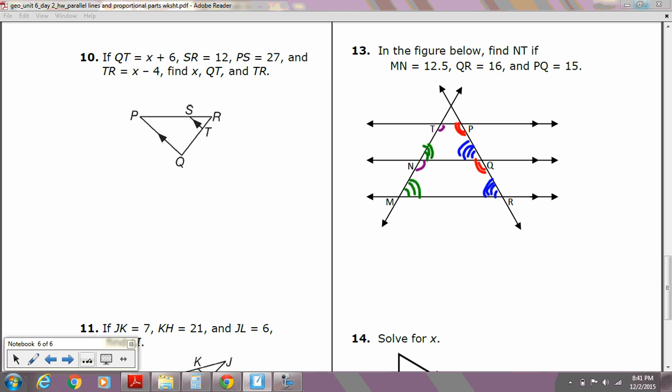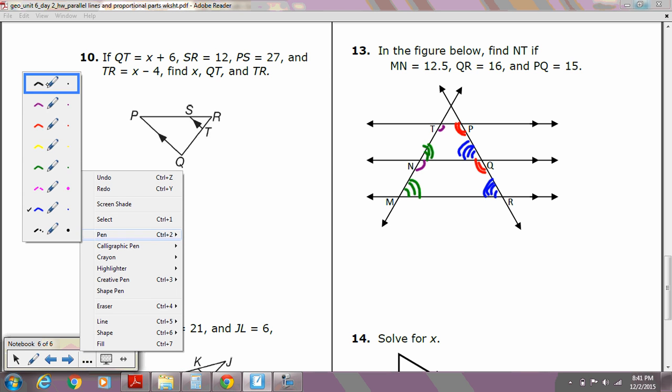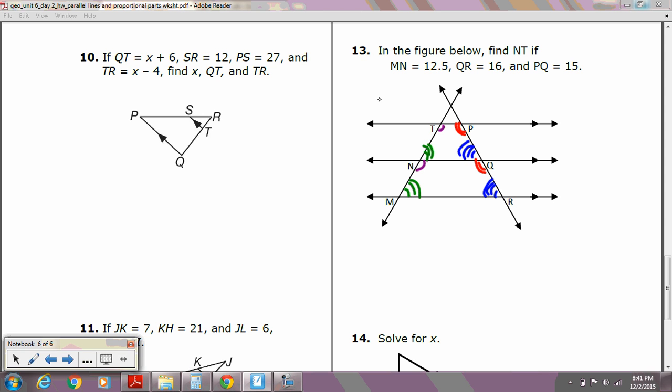And now let's label parts. MN is 12.5. QR is 16. PQ is 15. We're going to find NT. So we'll call it x.